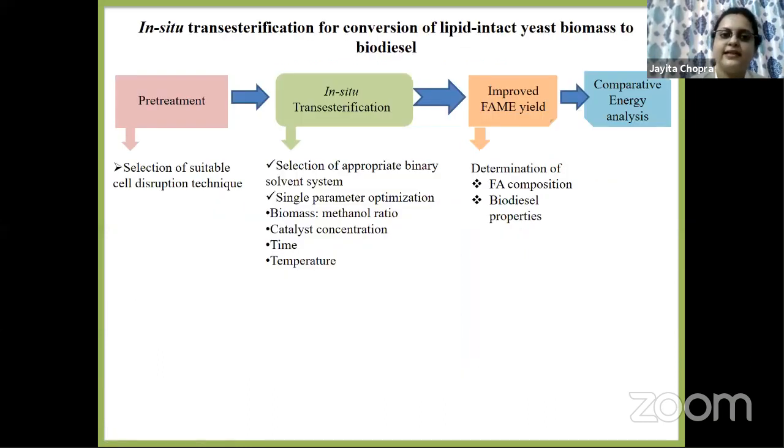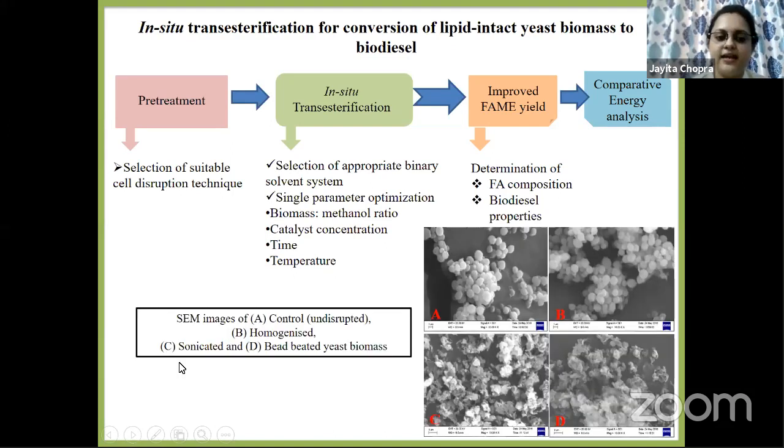These are the strategies that I adopted. Here I have studied different cell disruption techniques, like sonication, bead beating, and homogenization. From this image you can see that this is the control, A. You can see the intact cells, and C and D are the sonication and bead beating images, with completely disrupted cells.